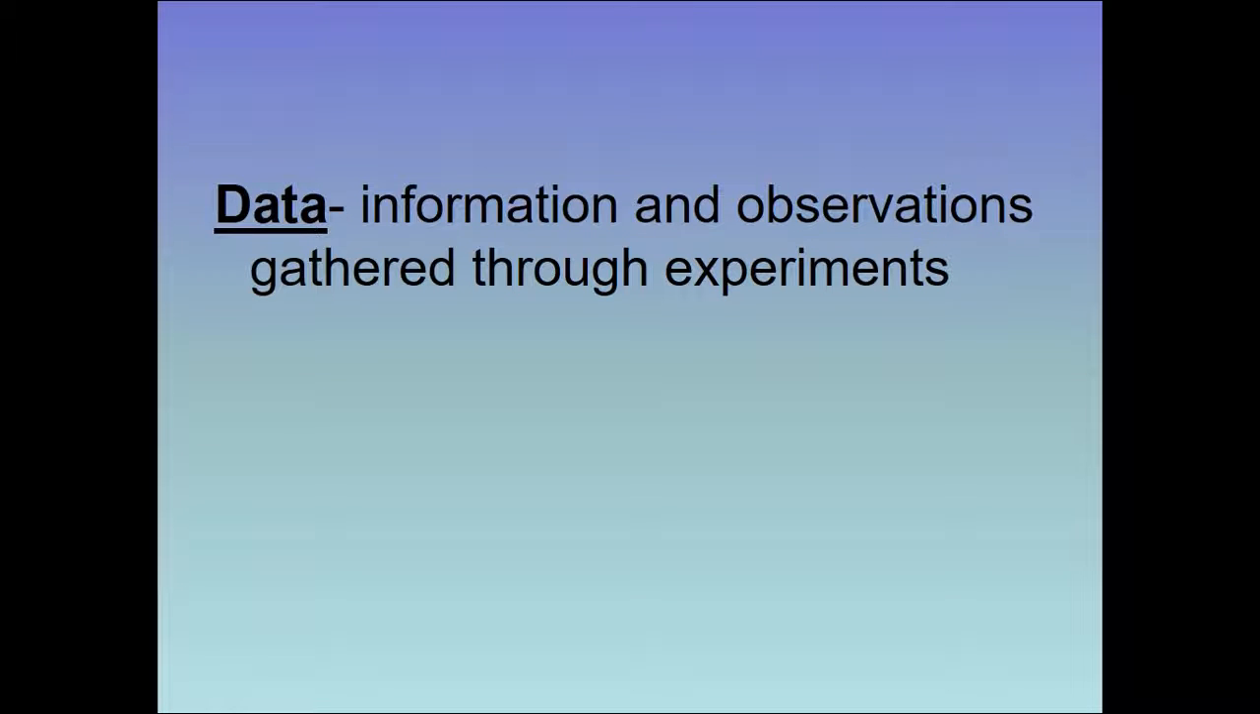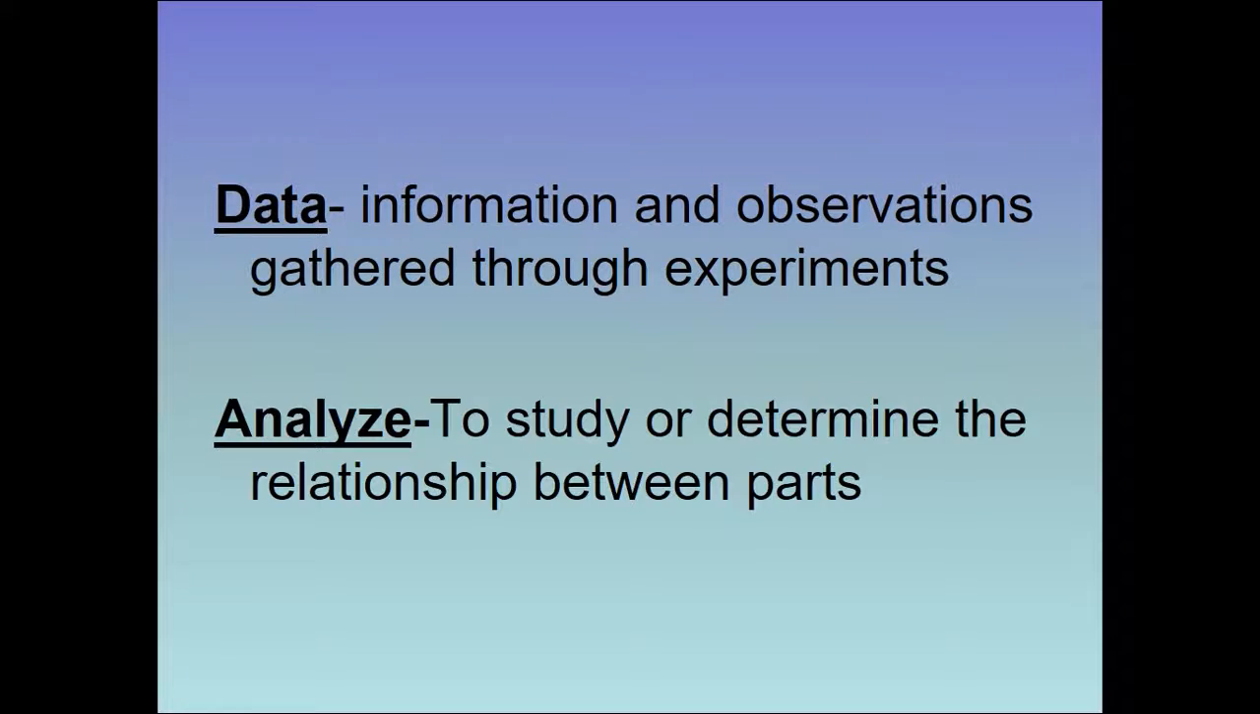Underneath your KWL chart, you'll see numbers 1 and 2. Number 1 is this, data, so you're going to write data in that blank line. It's information gathered through experiments, so experiments goes on the other blank line. The screen actually has a few more words than your paper, and that's okay. Number 2 then is analyze. So you'll fill in analyze on the blank in number 2, and that is to study or determine the relationship between parts.